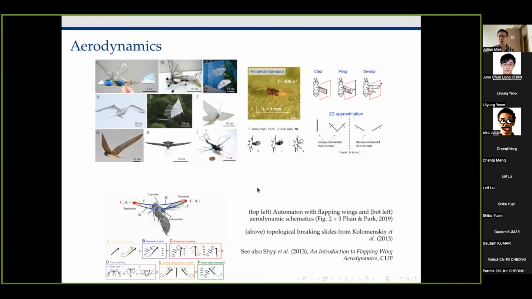Just a shout out to our HKUST outgoing president. This diagram is from Wei Shyy's book, an introduction to flapping wing aerodynamics. That's actually what he does. He's a mechanical engineer, particularly focused on the aerodynamics of these flapping wings with a view to building robots.